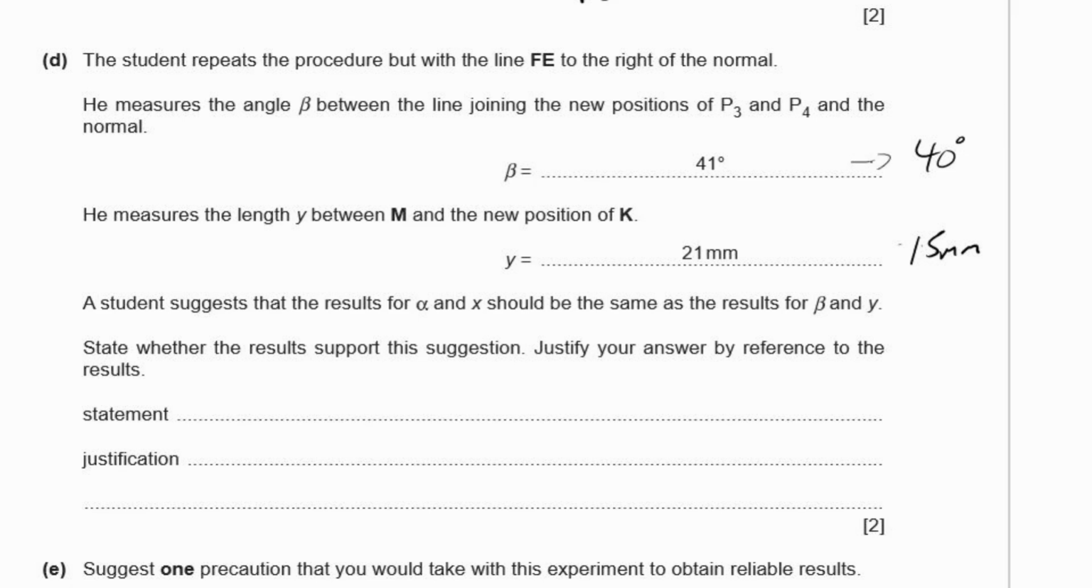So these are pretty close. These are pretty far apart though. A student suggests the results for alpha and x should be the same as the results for beta and y. State whether the results support this suggestion. Justify your answer by reference to the results.